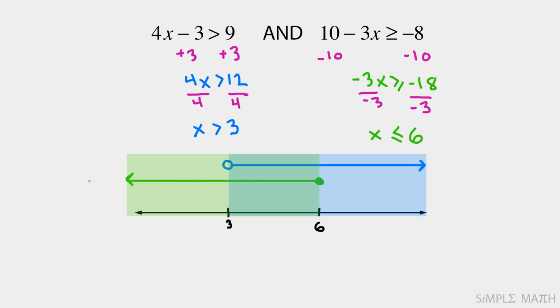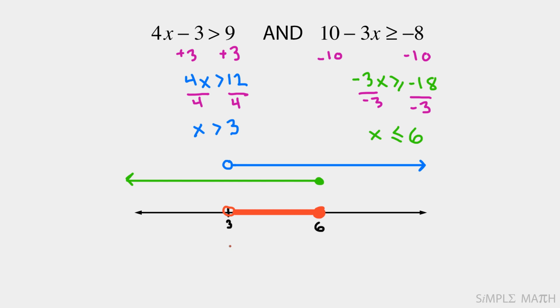Okay, now we just need to find the area where both of these arrows overlap, and that is between 3 and 6. Finally, let's draw that overlapping area on our number line. We use an open circle at 3 and a closed circle at 6, and then shade in the area in between the two circles. Let's also write our solution set using inequality notation and interval notation.